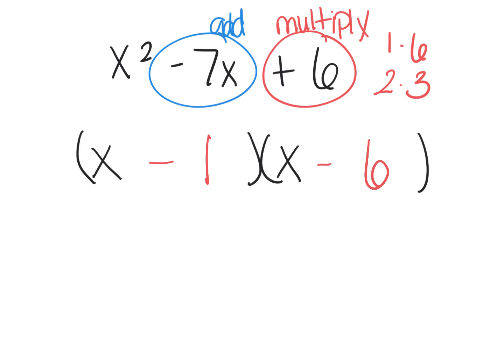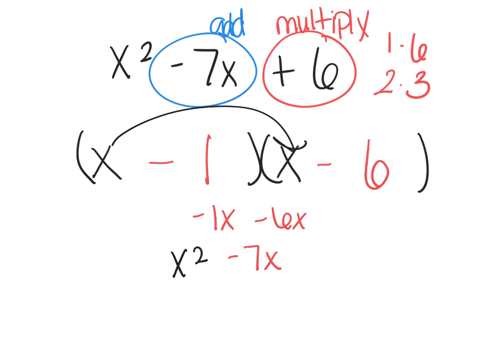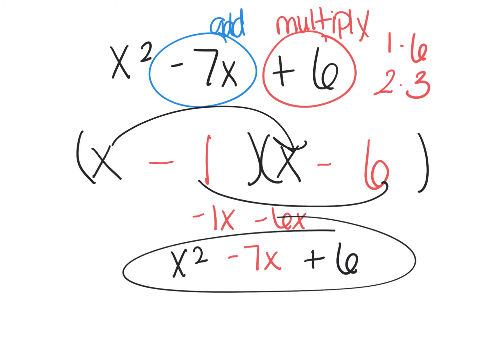You can always check your work, by the way, by doing FOIL or using an area model. You would end up getting negative 1x and negative 6x there in the middle, which does in fact combine to negative 7x. And then you would get your x squared, and then the last terms, negative 1 times a negative 6 gives us a positive 6, which is what we had from the very beginning. So let me go erase all of that section there for us.